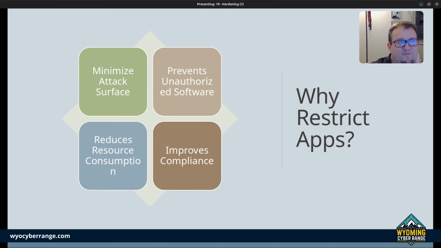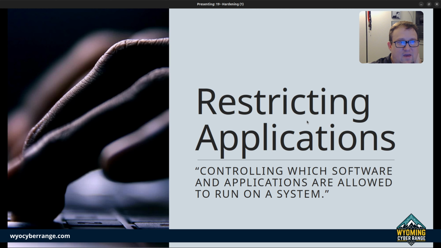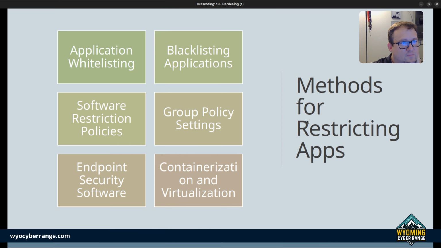So, aside from preventing malware itself, we also want to prevent shadow IT. This is where employees use unauthorized software to do their jobs because they think it's faster. It creates licensing issues, security holes, and data leaks that we don't even know are happening within our system. So, what are some of those methods for restricting applications? We generally have two approaches.